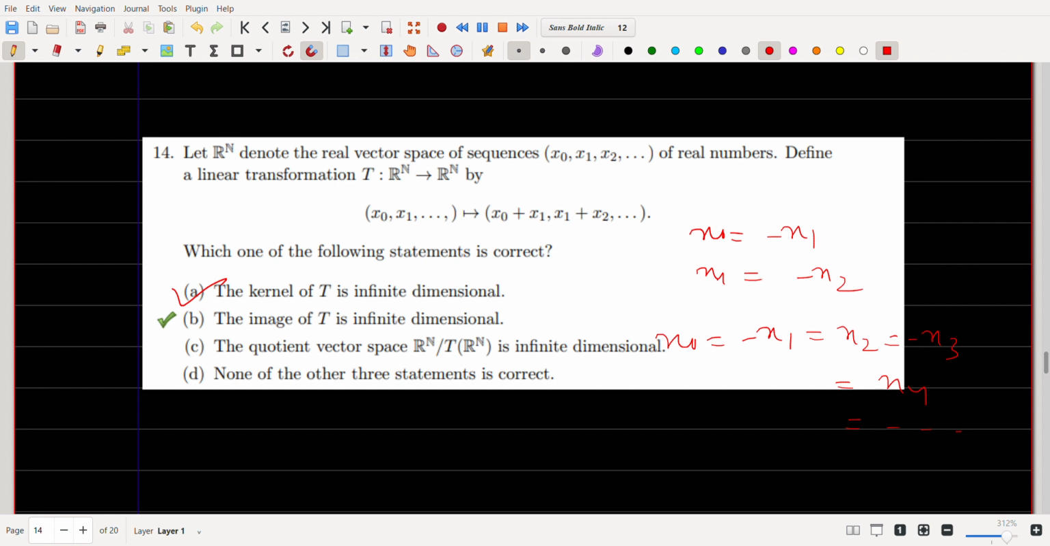Now the image of T is infinite dimensional. Why? Because we know that the dimension of the kernel of T plus the dimension of the image of T is equal to the dimension of this, right?